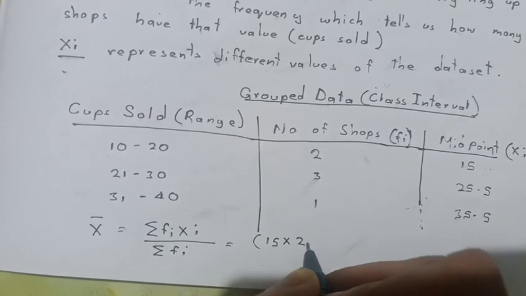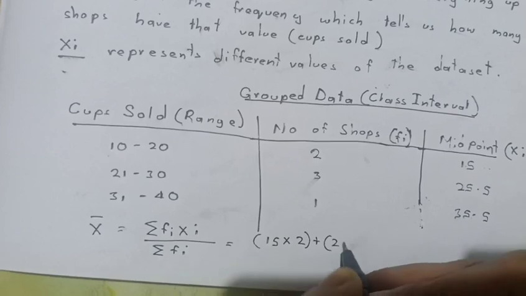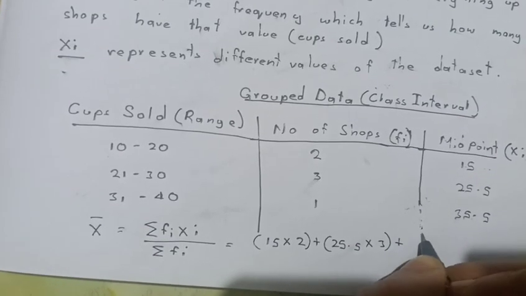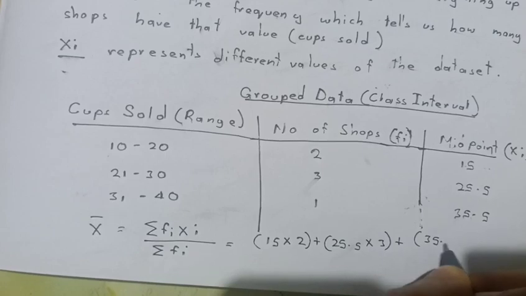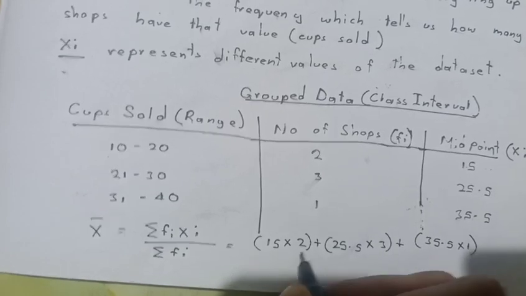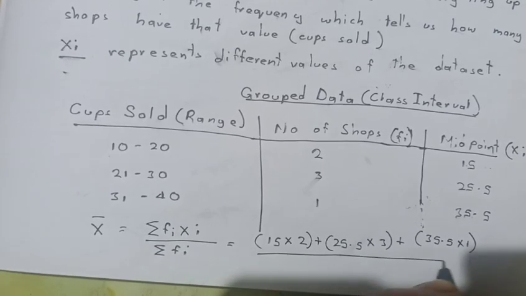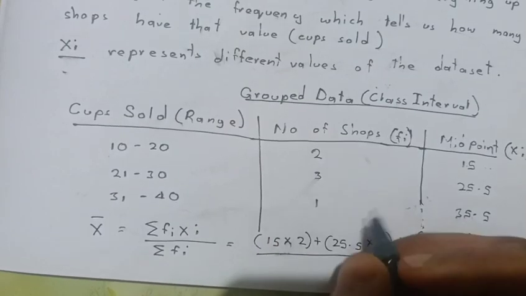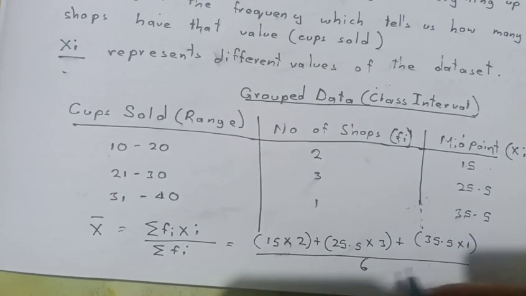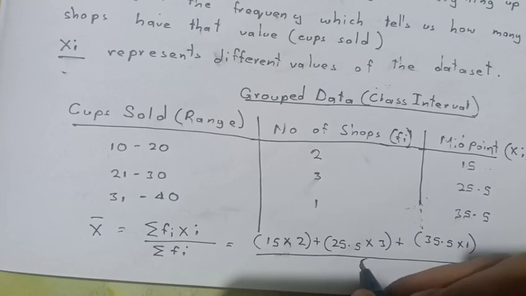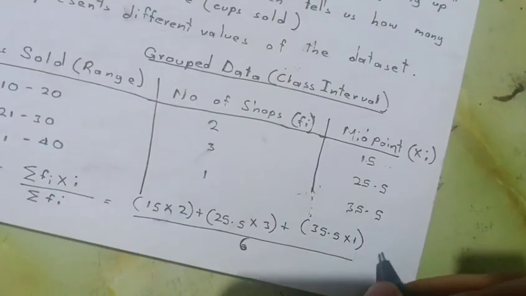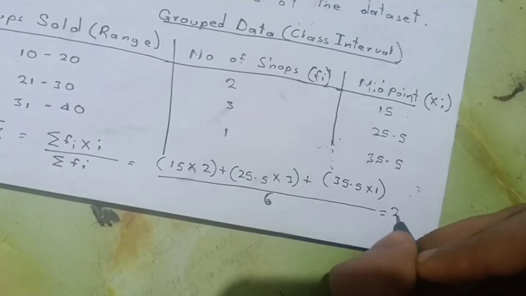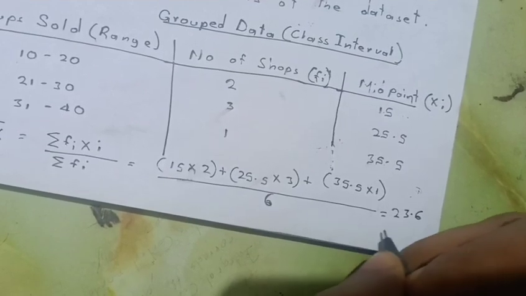So let's do this. We have 15 into 2 plus 25.5 into 3 plus 35.5 into 1, and the summation of Fi means the plus number of shops, 6. Okay, let's calculate this. It's coming as around 23.6.